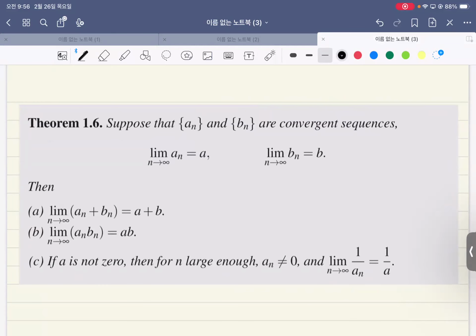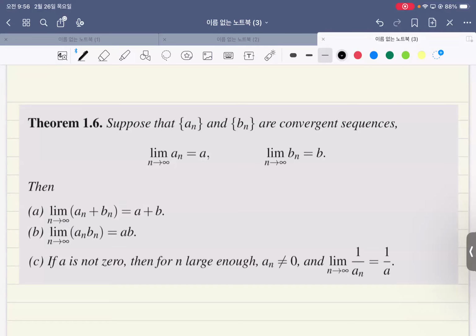I have two sequences, An and Bn, and suppose that An is converging to a number A and Bn is converging to another number, say B. If you know that these two are converging sequences, then An plus Bn, the sequence given by adding every term, is converging to A plus B.